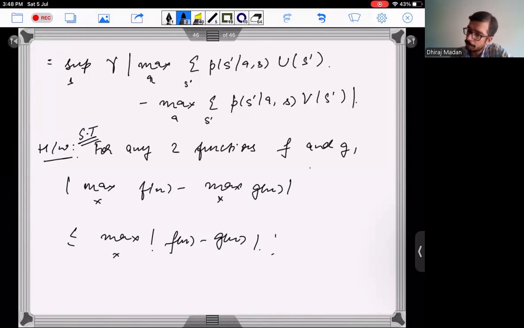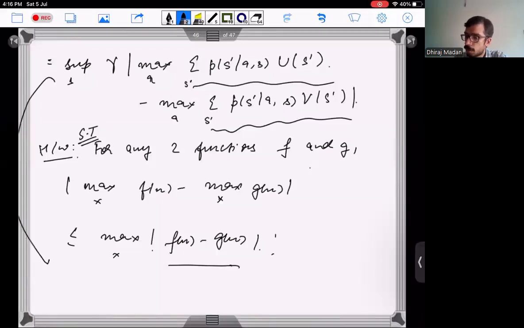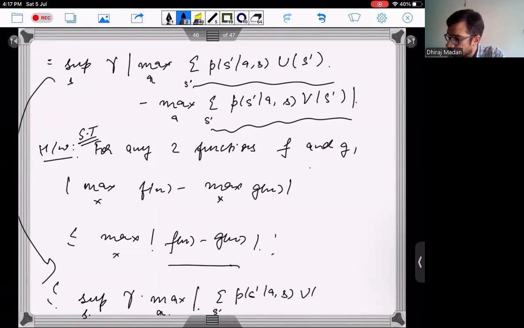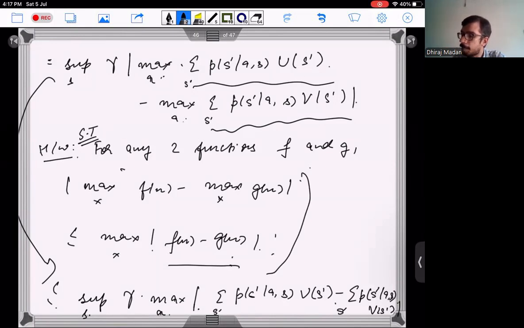But if you now substitute this, right? So this becomes f of s and this becomes g of s. And we are maximizing both with respect to a and then taking the difference. So this difference now is less than or equal to supremum over s, gamma times max over a of mod of sum over s prime p of s prime given s, a, u of s prime, right? So this is my f of x, and then minus g of x, which is sum over s prime p of s prime given s, a, v of s prime. Essentially, they were choosing a different maximum over a over here, let's say some a1 and a2, and it was difficult to bound this sort of difference. But if we use this result, that the difference of maximums is less than or equal to the maximum of the mod of the difference, that's essentially what we have done.